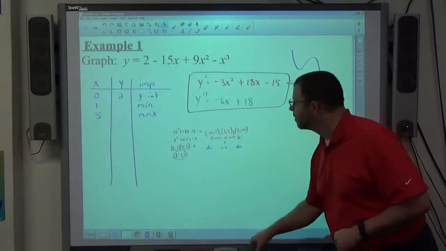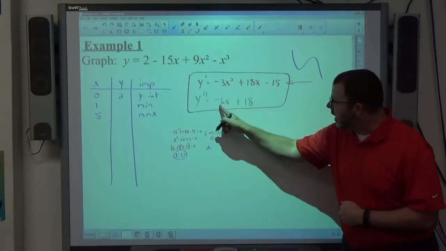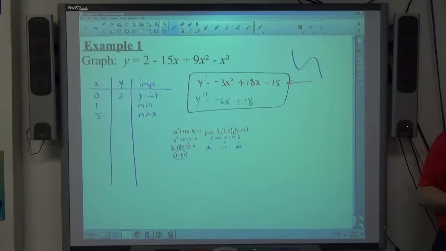That's a good spot for it. Okay, then we move on to the second derivative. The second derivative's function is negative 6x plus 18. Once again, it's a polynomial function, and once again, we're looking for critical numbers.